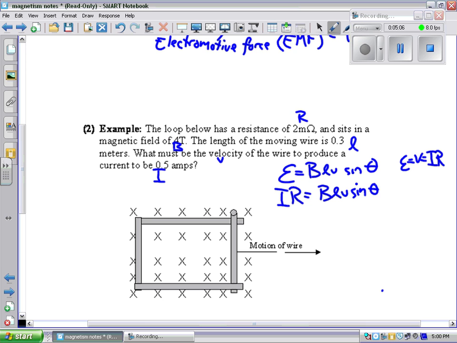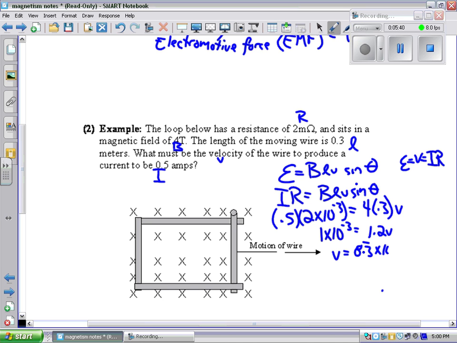So now I can start plugging in. I get 0.5 times my R of 2. Now it's milliohms, so I have to remember milli is 10 to the minus third, equals B, which was 4, L was 0.3, and I'm looking for the velocity. So this gives me 1 times 10 to the minus third equals 1.2 V. If I divide by 1.2, I get V equals 8.3 repeating times 10 to the minus fourth meters per second.